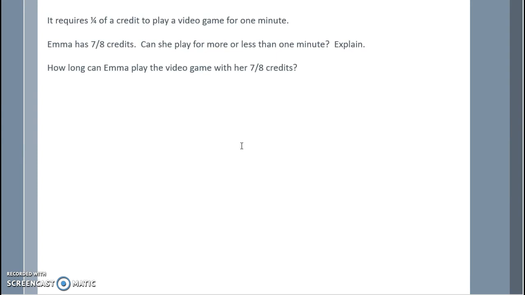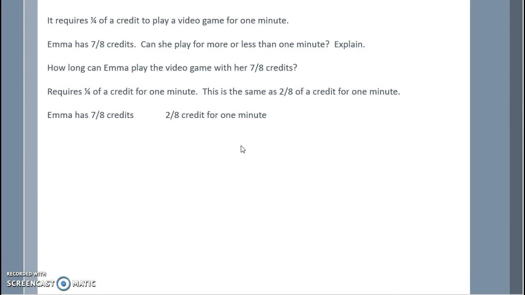Well, we're comparing 1/4 and 7/8. So the first thing we need to do is change that 1/4, which we know is the same as 2/8. So 1/4 is the same as 2/8 of a credit for 1 minute. If Emma has 7/8 of a credit and it takes 2/8 of a credit for 1 minute, Emma has more than it takes to play the game for 1 minute, so she can play more than 1 minute.